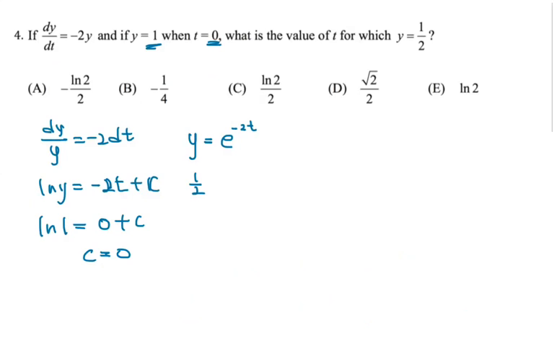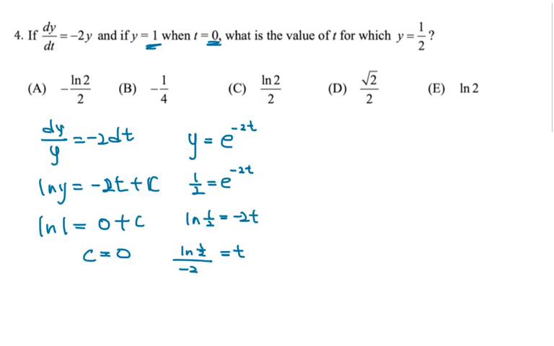Then 1/2 equals e to the negative 2t. So to get rid of e, we're going to take the ln on both sides, which actually goes back to the previous question anyway. Then ln of 1/2 is equal to negative 2t. Then we can see that t must be equal to ln of 1/2 over negative 2.